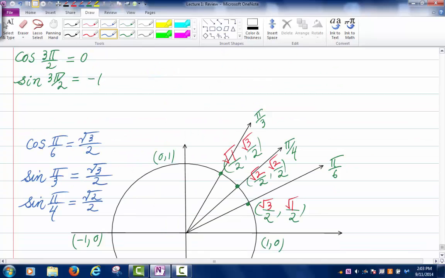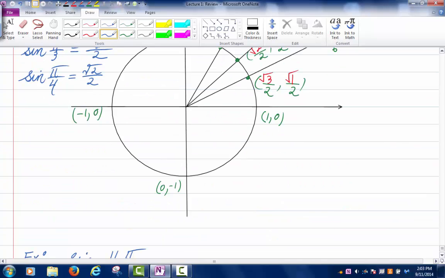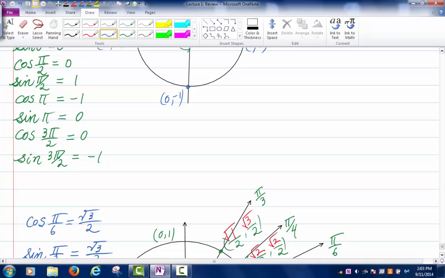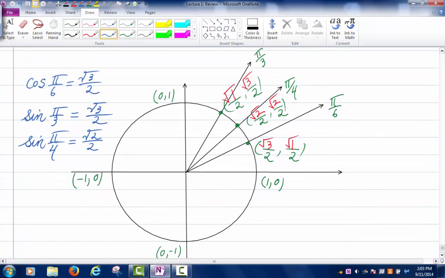Let's go up. Remember that this guy, remember I have the pi over 6. So what's the position of 2 pi minus pi over 6? Well, it is exactly the opposite of it, the reflection of that point, right?